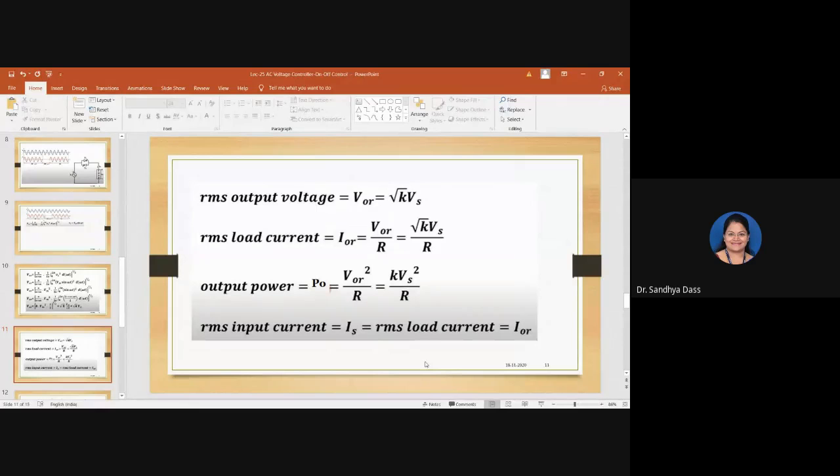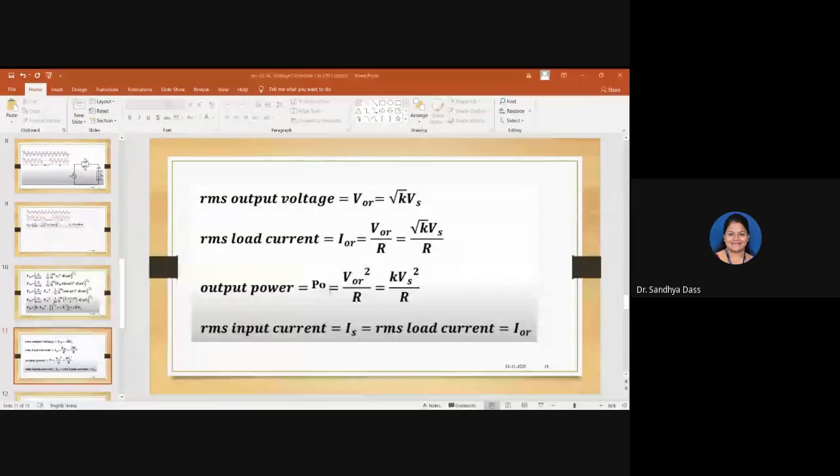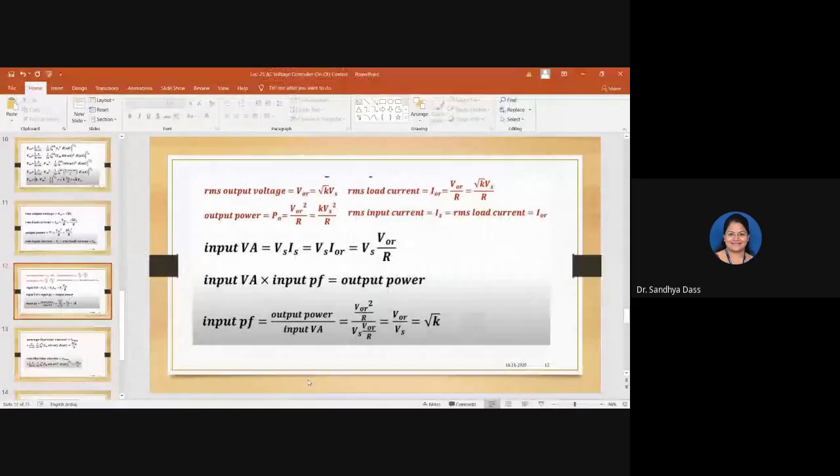Okay, shall I proceed? Can I proceed? Okay, yeah. Remaining expressions, again, are the expressions which we have already given in the previous slide: RMS output voltage, RMS load current, output power, RMS input current, and RMS load current.